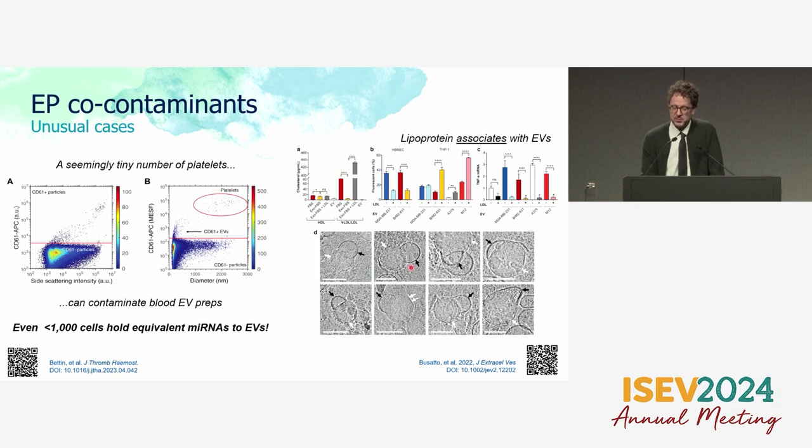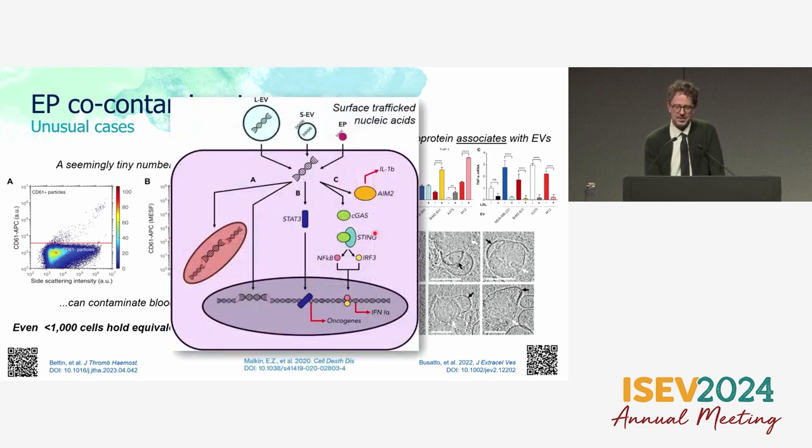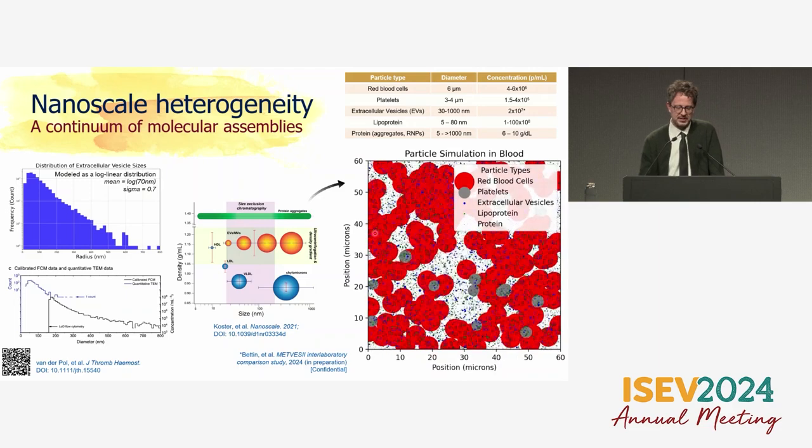Lipoprotein, of course, is shown with imaging to associate with EVs, so I think we've even heard today, and certainly it's the way I was thinking about it for many years, that we have to purify EVs away from lipoprotein. Well, they stick, they associate with strong kinetics, so the fact of even thinking to isolate them away from each other may be a misnomer. And then, of course, the surface traffic of nucleic acids, as I mentioned before.